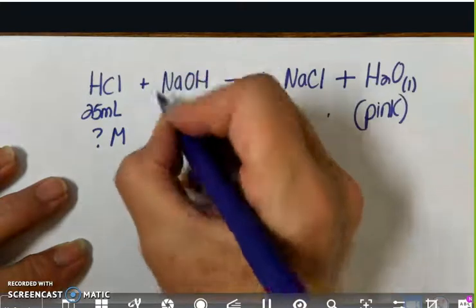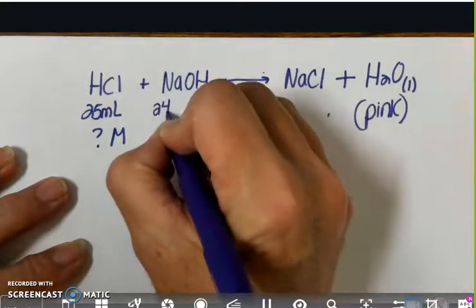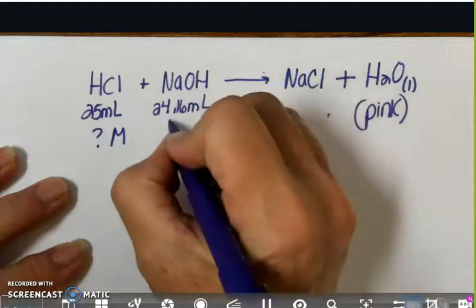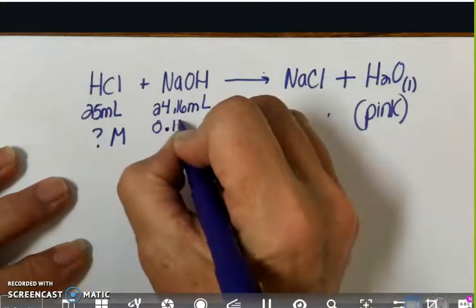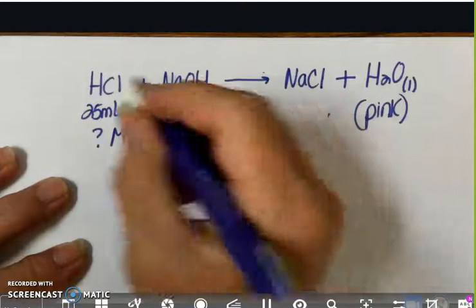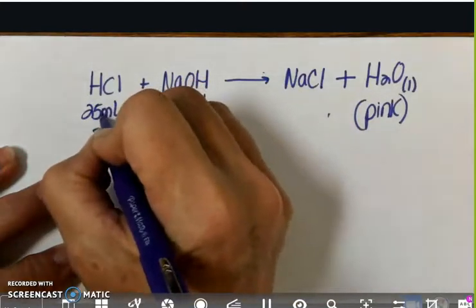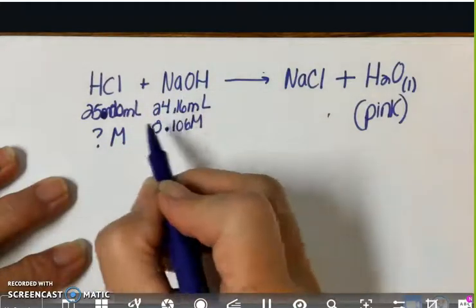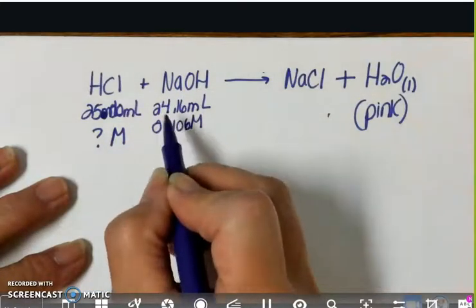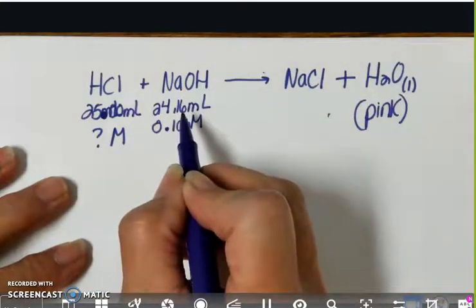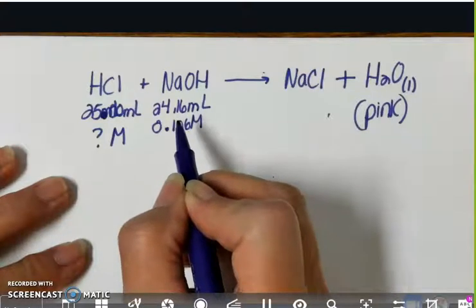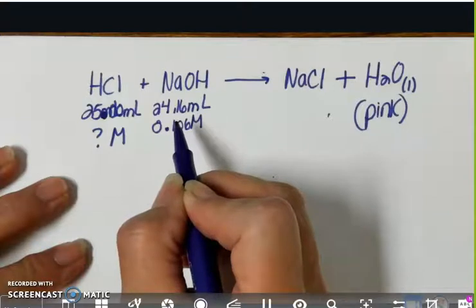But I know how much of this I had. I have 24.16 mL of that, and I have 0.106 molar here. I need to make sure I get my sig figs right. One of the things you're going to notice with titration problems is all those sig figs, and that's because the glassware that we use is much more precise in that way.